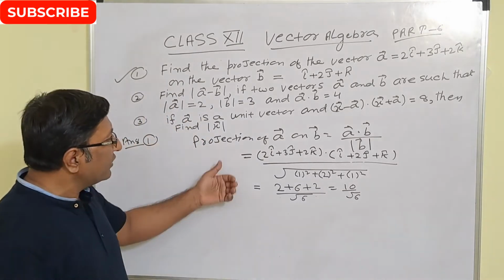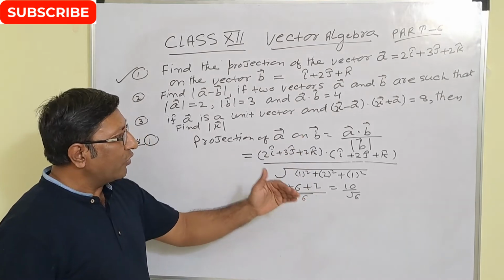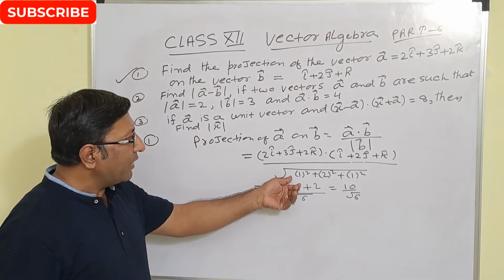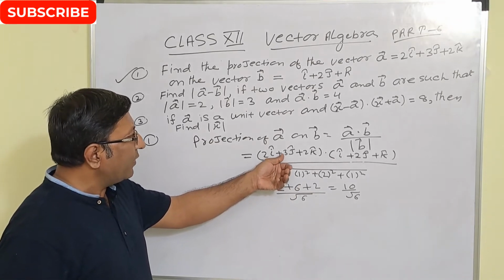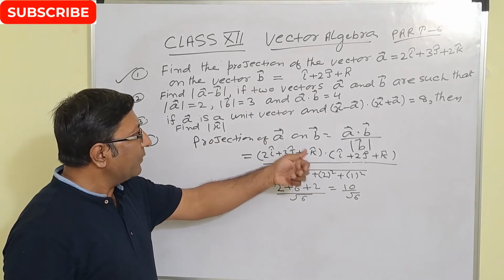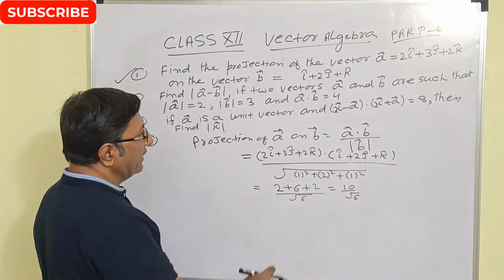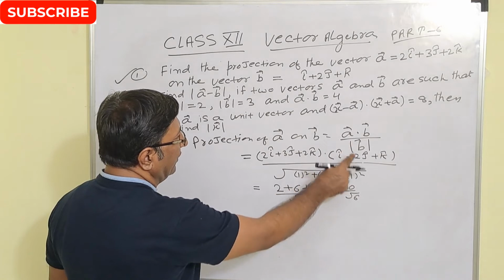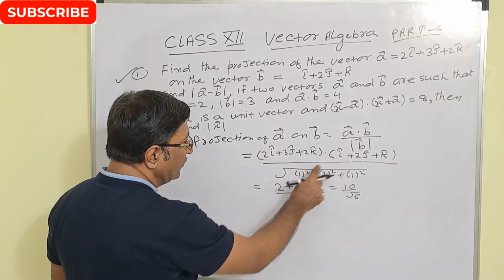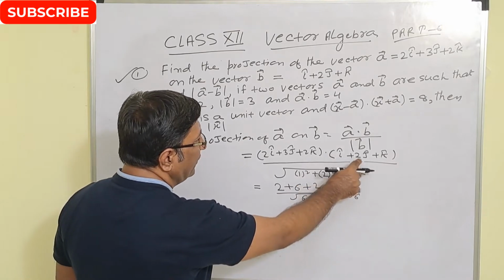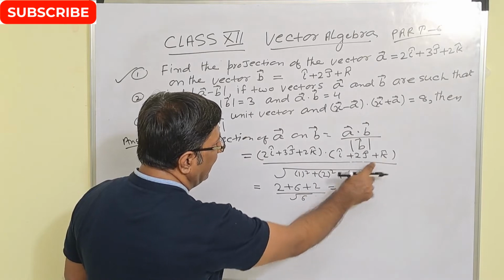So projection of vector A on vector B is what? A vector dot B vector divided by magnitude of vector B. So A vector is what? 2i plus 3j plus 2k. And B vector is what? i plus 2j plus k. And divided by magnitude of B vector. So B vector is this. So coefficient of unit vector i, that is 1. So 1 square plus coefficient of unit j, that is 2, 2 square. Coefficient of unit k 1, that is 1 square.